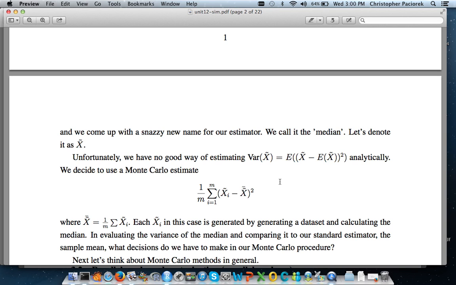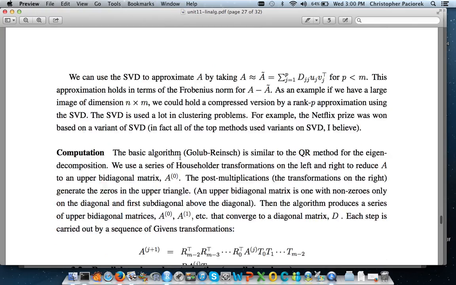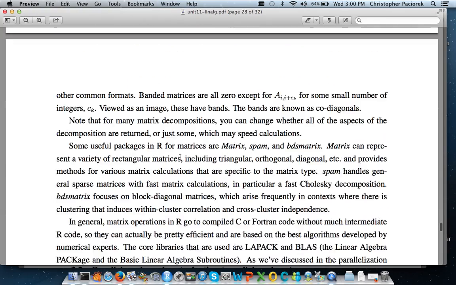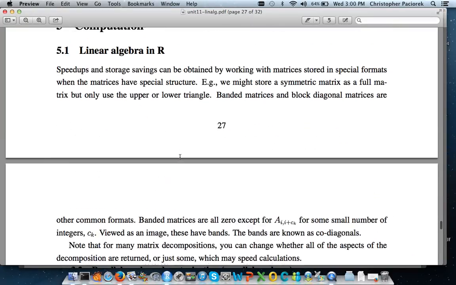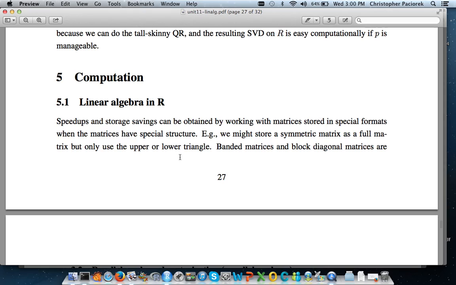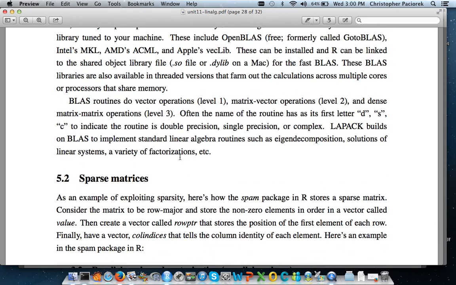All right, so let's quit there. That's basically all I wanted to say about Unit 11. I might make a couple comments next time about doing some of this actually on a computer and in R. And then we'll move quickly to starting in on the simulation unit.